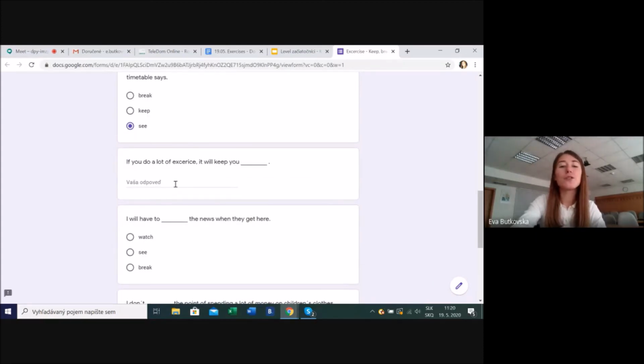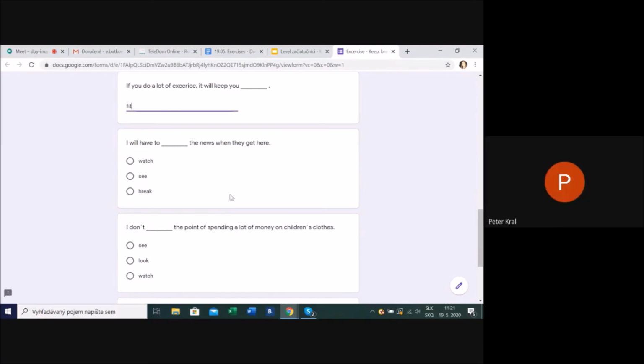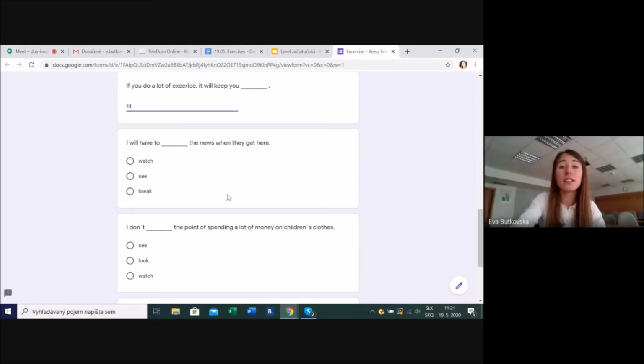Very good. If you do a lot of exercise, it will keep you fit. Very good. So keep you fit or keep myself fit. Another phrase is to keep myself in shape. That's a good thing to note as well. Or in good condition. It will keep you in good condition. Is it also possible? Yes, condition as well. Good.